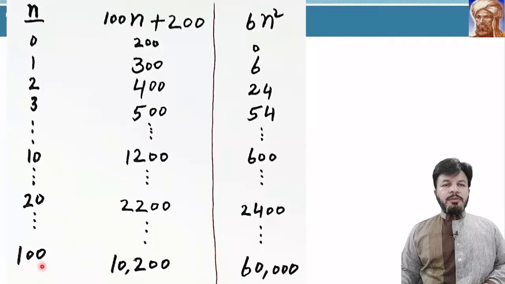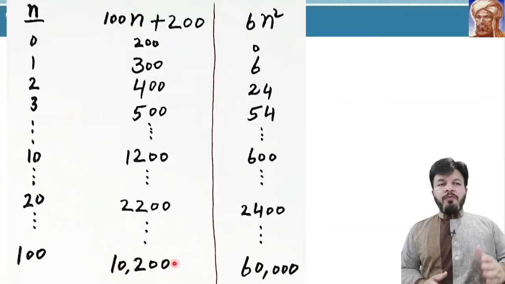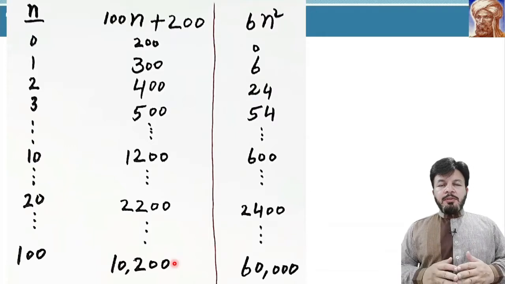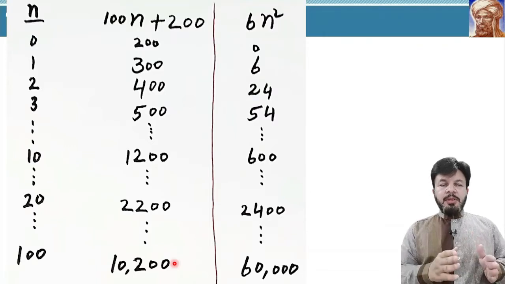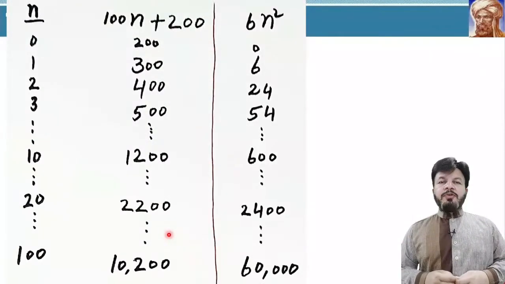That is, g(n) is now greater than f(n). When we put 100, f(n) will be equal to 10,200, while g(n) will be equal to 60,000. As you have seen, when the value of n is 100, the difference between g(n) and f(n) is about 50,000. From this we conclude that for smaller values of n, f(n) is greater than g(n), but when the value of n increases, g(n) is greater than f(n). Let's look at the graphs of these functions.